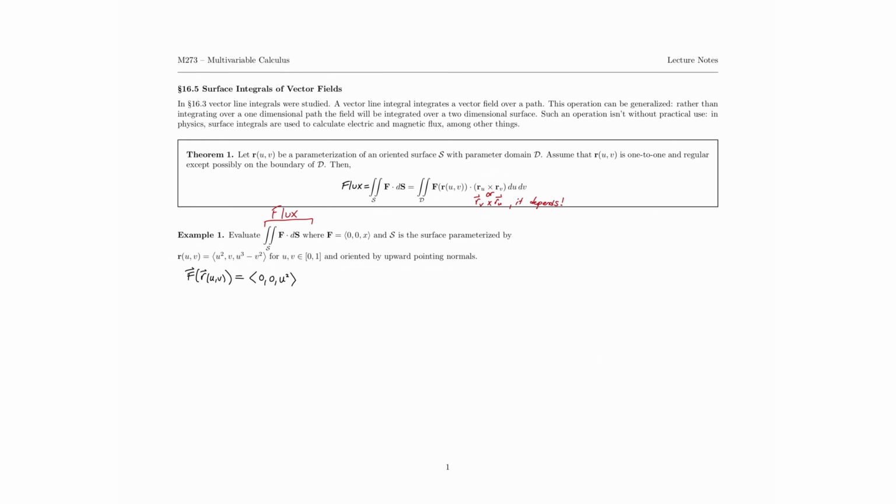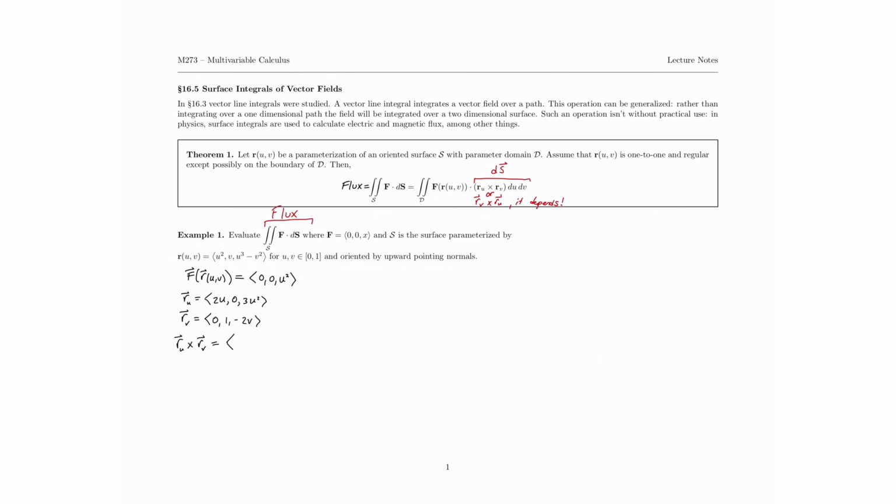All right? So we can always think of this as being our dS. Okay? So to get this, we will have to effectively first find our partial derivatives. So our partial derivatives will be r_u equals 2u, 0, 3u squared. r_v will be 0, 1, negative 2v. We'll cross them, r_u cross r_v, and we will just see what we get.